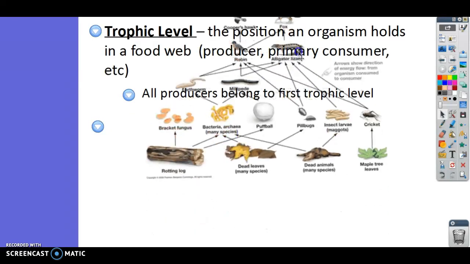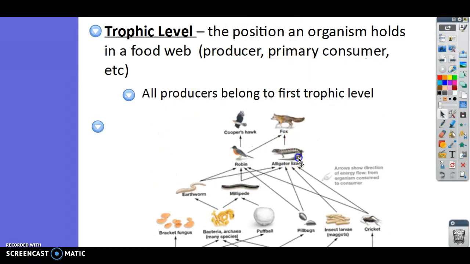Now notice the bottom or the first trophic level is where we have producers. Remember, producers are organisms that can make their own food. We talked about plants. Plants are producers because they make their own food. How do they make their own food? They make it through photosynthesis. So plants are producers. And we also said some bacteria are really special and can make their own food by using chemicals in the environment or compounds in the environment.